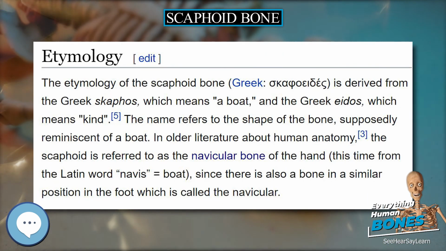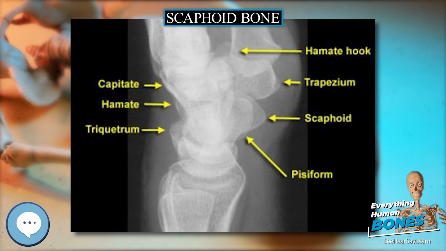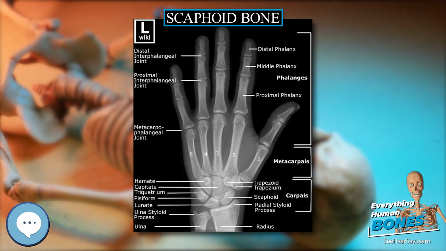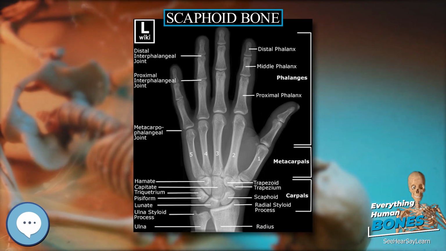In older literature about human anatomy, the scaphoid is referred to as the navicular bone of the hand, this time from the Latin word navis, meaning boat, since there is also a bone in a similar position in the foot which is called the navicular. Additional images.